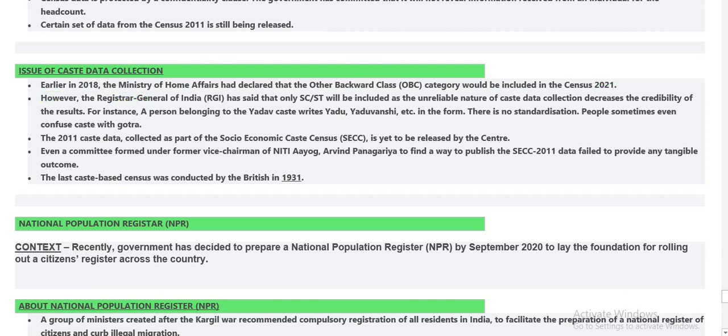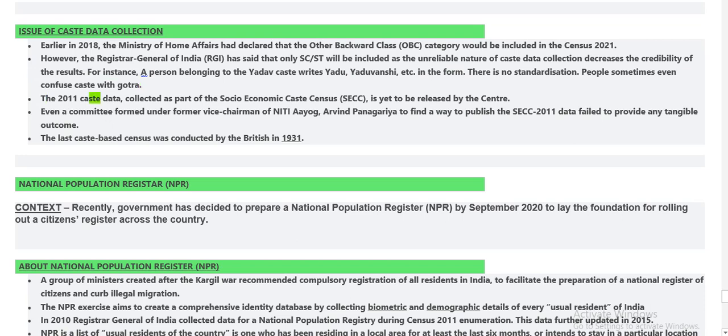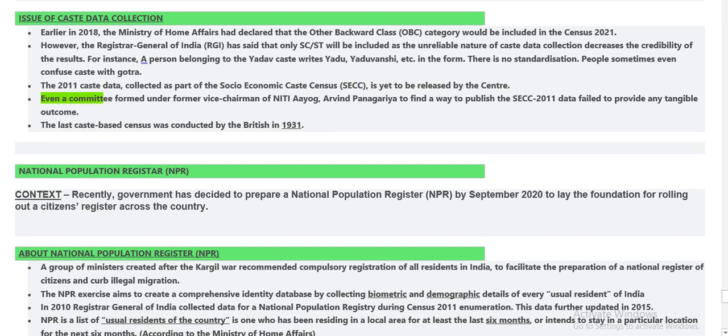Issue of caste data collection. Earlier in 2018, the Ministry of Home Affairs had declared that the other backward class, OBC, category would be included in the census 2021. However, the Registrar General of India, RGI, has said that only SC, ST will be included, as the unreliable nature of caste data collection decreases the credibility of the results. For instance, a person belonging to the Yadav caste writes Yadu, Yaduvanshi, etc. in the form. There is no standardization. People sometimes even confuse caste with Gotra.